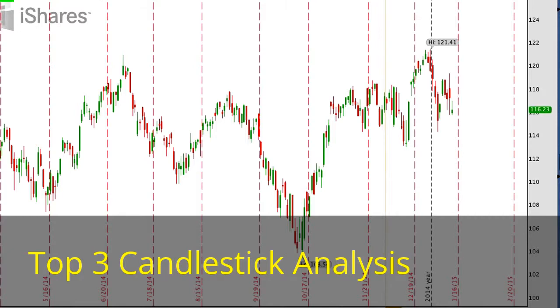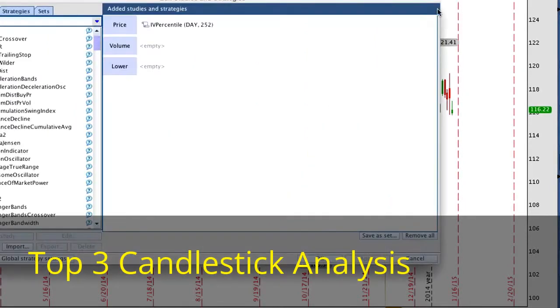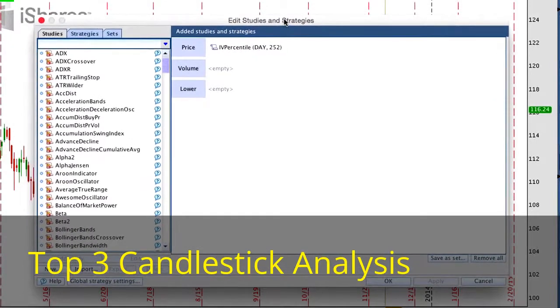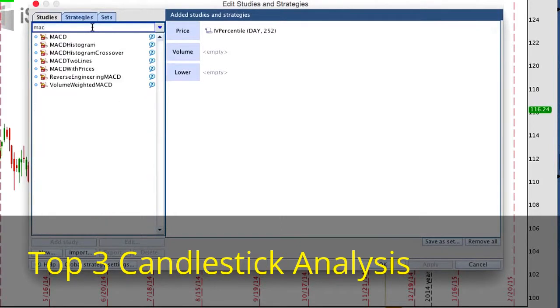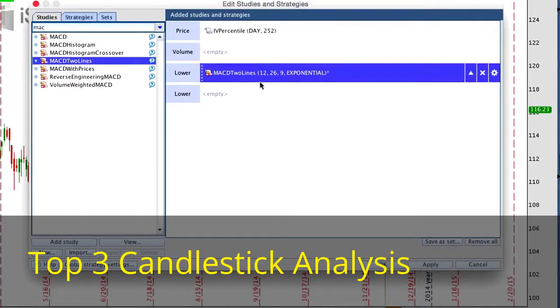So what I want to do first is go up to where it says studies, and I want to edit studies. You can see there's no studies on here right now, but I'm going to add a study. So on the left, I'm just going to search for the first one, which is MACD. I wanted to use MACD 2 lines, and there's a bunch of different ones you can use: histogram, crossover, 2 lines, just regular MACD, but I like to use 2 lines.